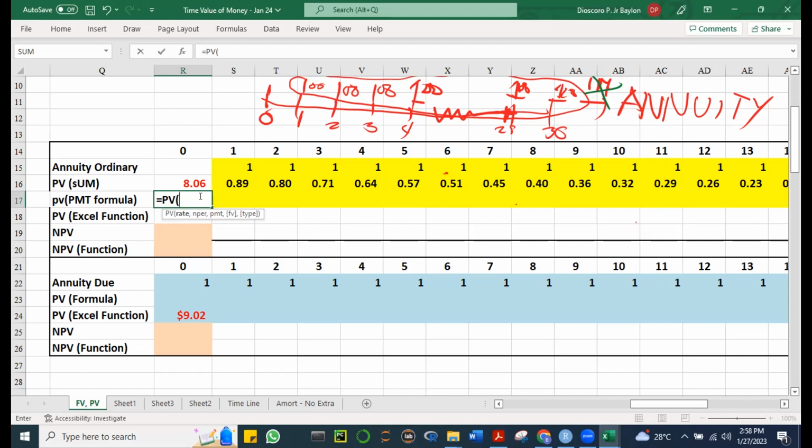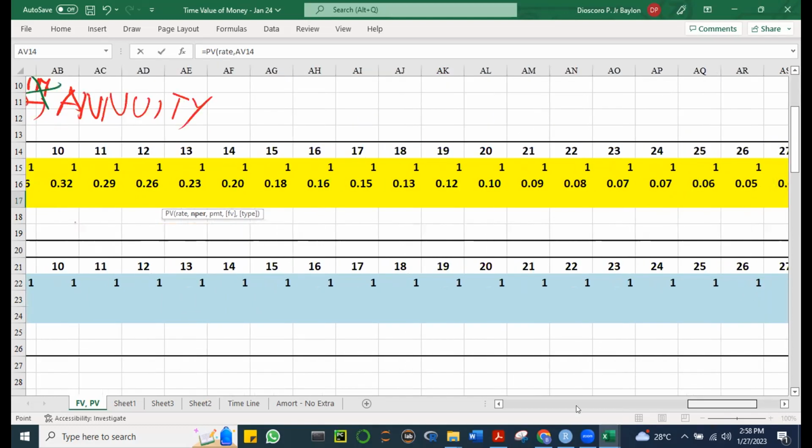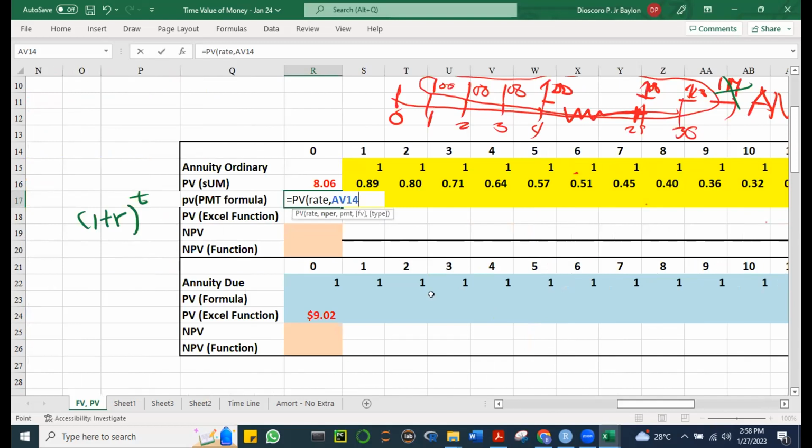Now, a shorter formula without getting the present values of each of the cash flows is to use, once again, the PV function and make use of the annuity. But we have to make sure that this is indeed an annuity. It should be a uniform stream of cash flows. So the rate is, let's type rate, comma. What's our NPER? In this case, it's a different problem. So it's 30 years. Our first problem had 20 years.